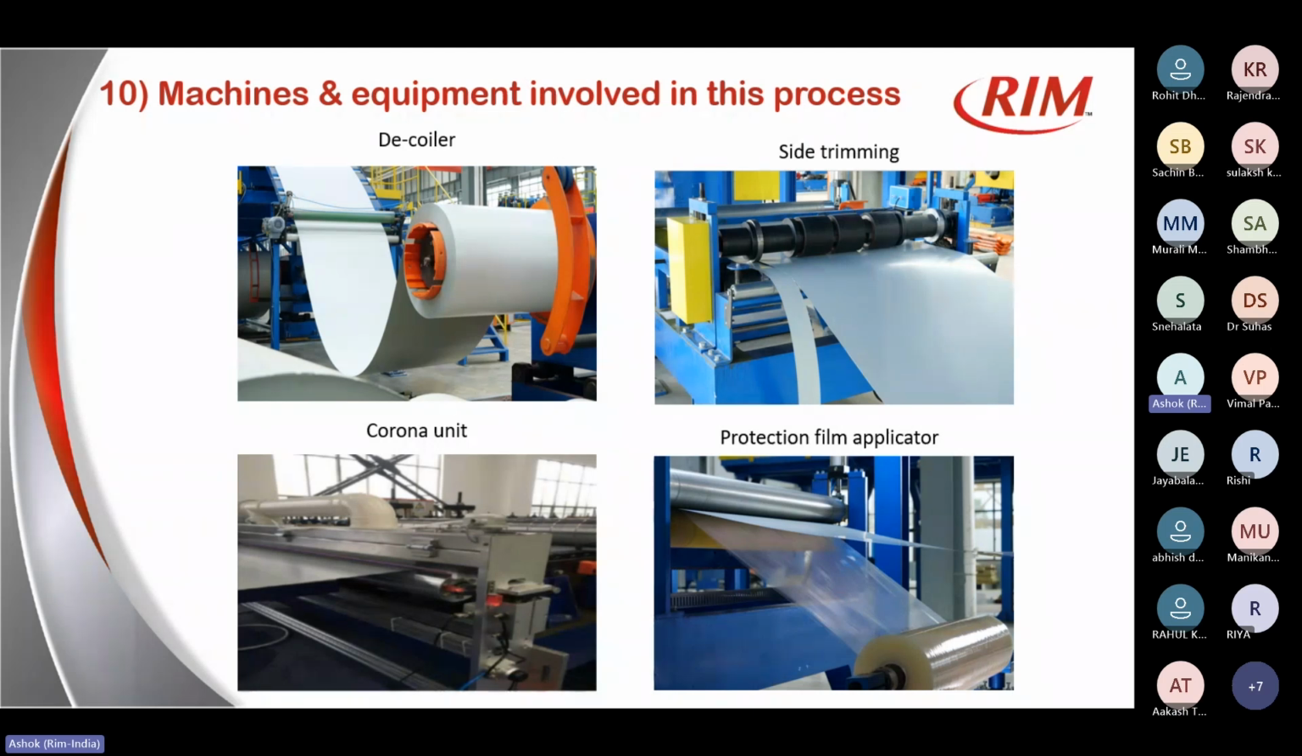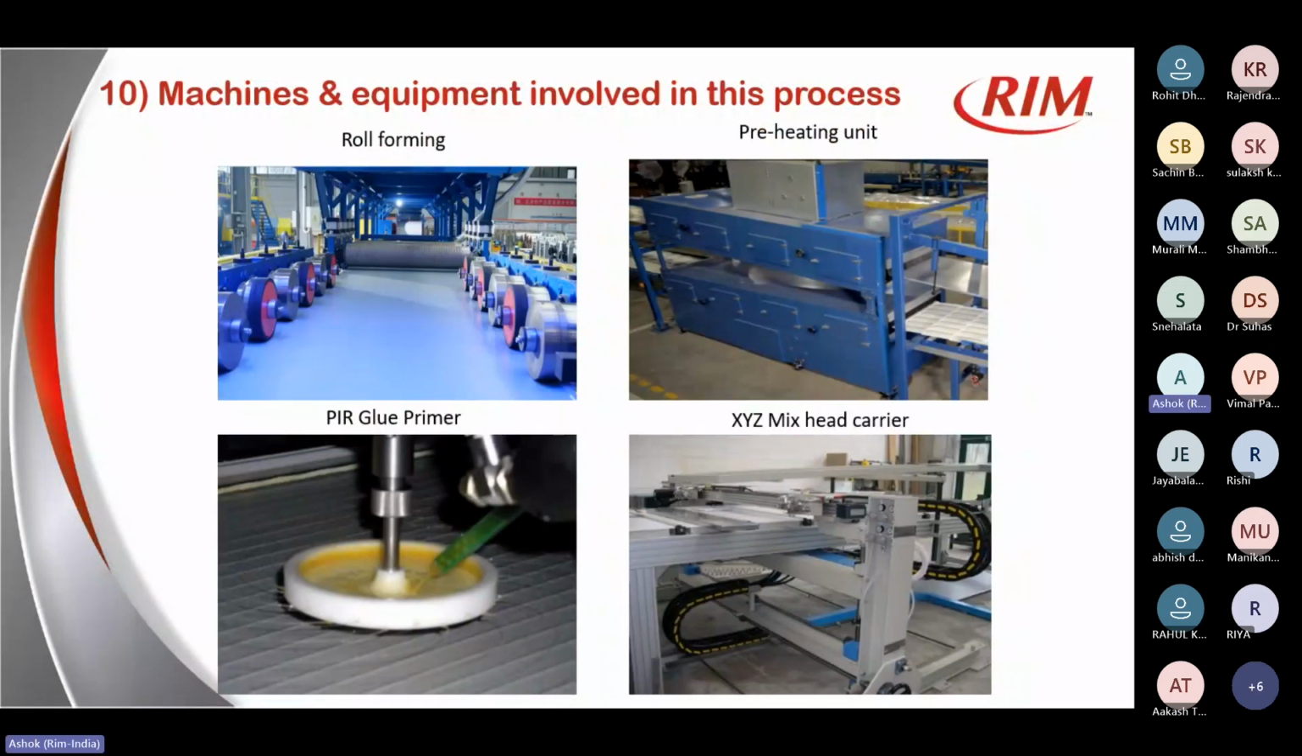The next is the protection film applicator. Then there is a Corona unit and, sorry, side trimming, then the Corona unit, then the protection film applicator. Then next is roll forming. Roll forming again is for upper roll forming and lower roll forming. The number of roll former units depends on your number of profiles and how many types of panels you have. Based on that, the roll former configuration changes.